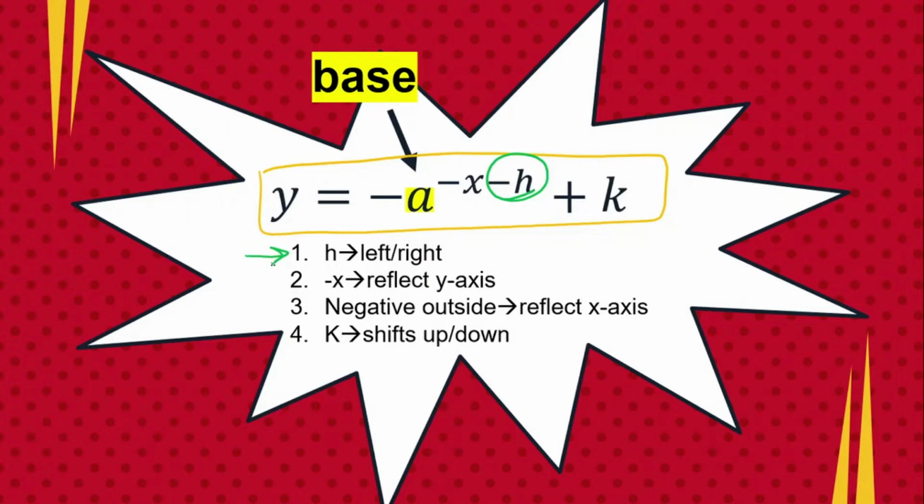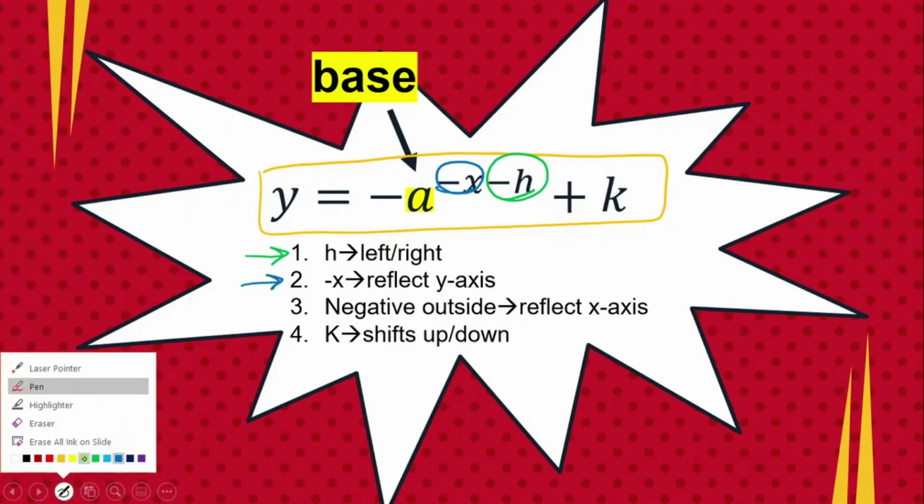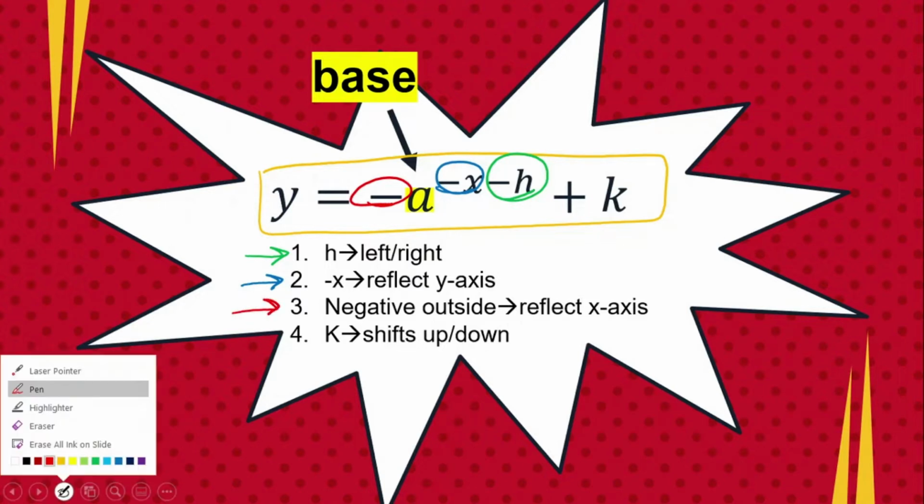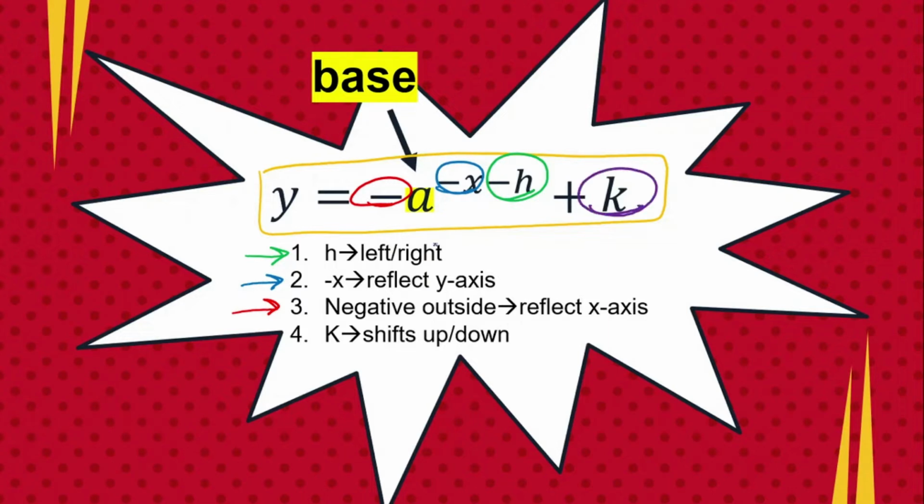The h is still going to shift our function left and right. If our x is negative, our function will still reflect over the y-axis, just like in the previous slide. If there's a negative on the outside, it's going to reflect our function over the x-axis, and the k will still shift our function up and down. Now remember here, the order matters, so make sure you go in the correct order when you're performing these transformations.